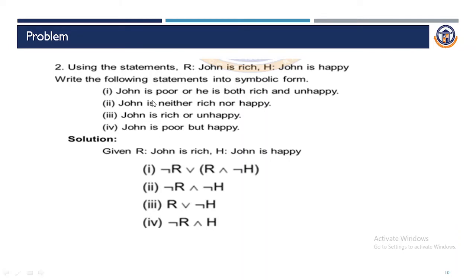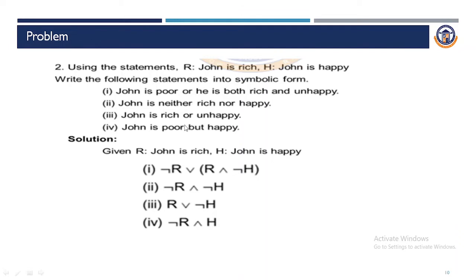Next example, using the statements R denotes John is rich, H denotes John is happy, write the following statements into symbolic form. John is poor or he is both rich and unhappy. John is rich is R, so John is poor is negation R. He is both rich and unhappy: rich is R, unhappy is negation H. Next one, John is neither rich nor happy, so negation R and negation H.